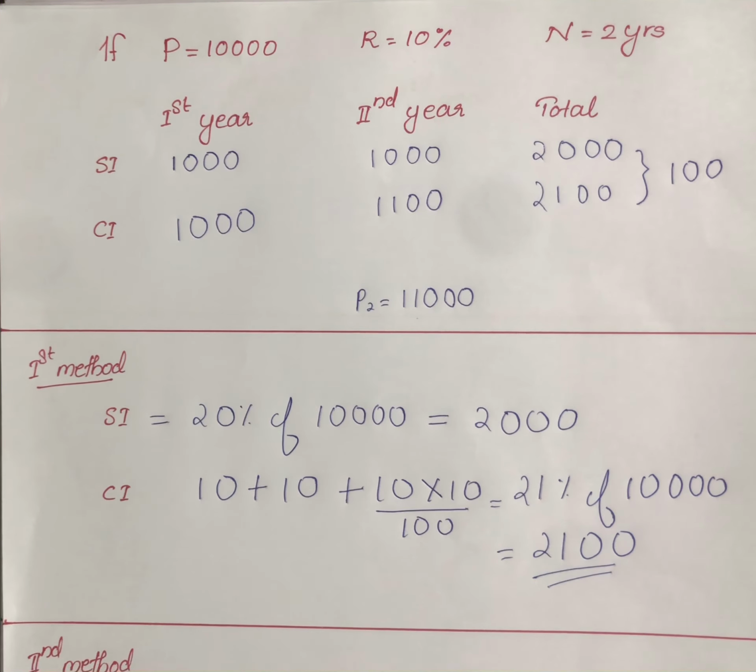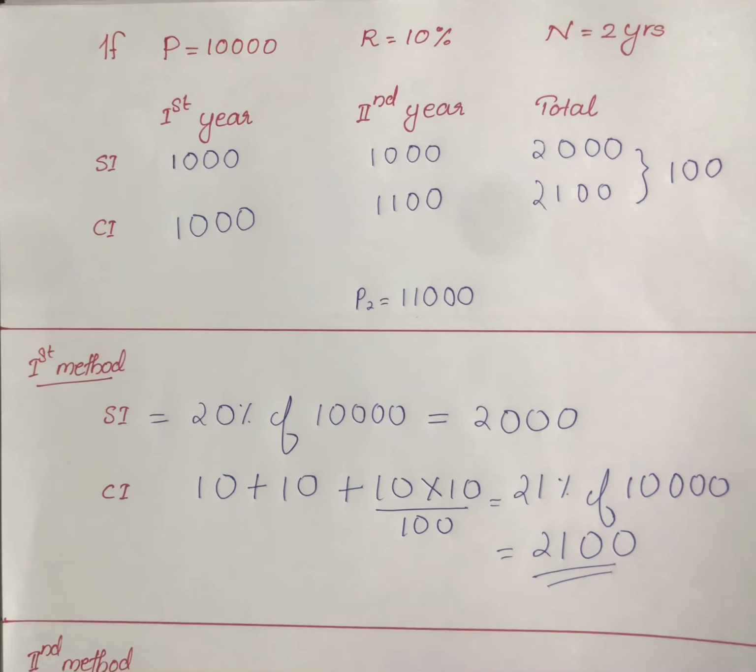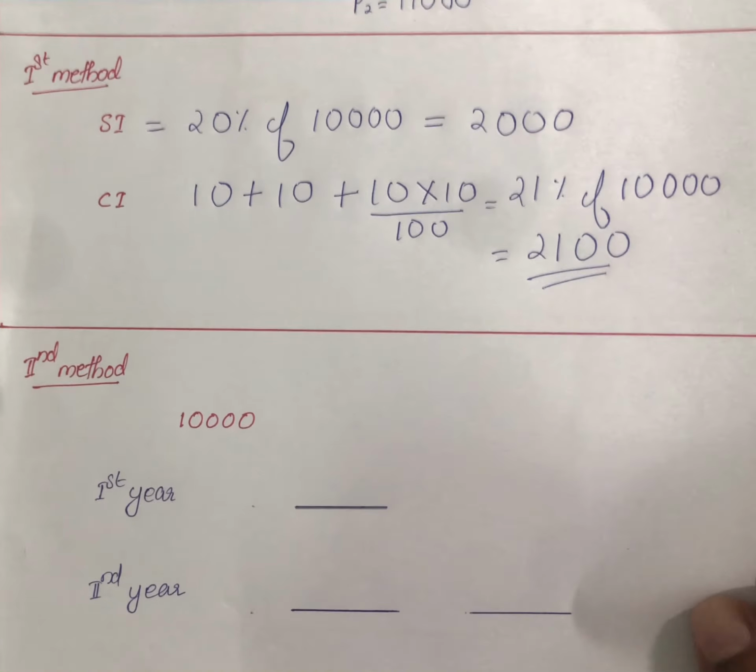So 10 plus 10 plus 10 into 10 by 100. So altogether 21% of 10,000, which is 2100. So you get the difference as 100. That was the first method to find CI. Now I'll be discussing a second method in which you can find the CI.